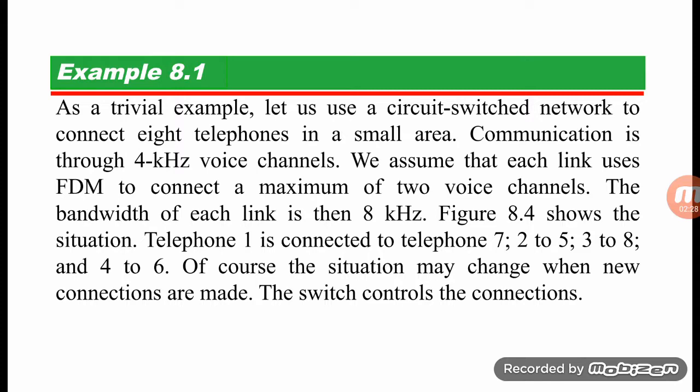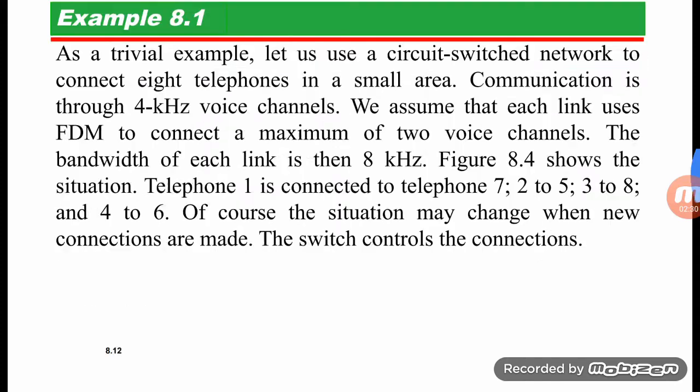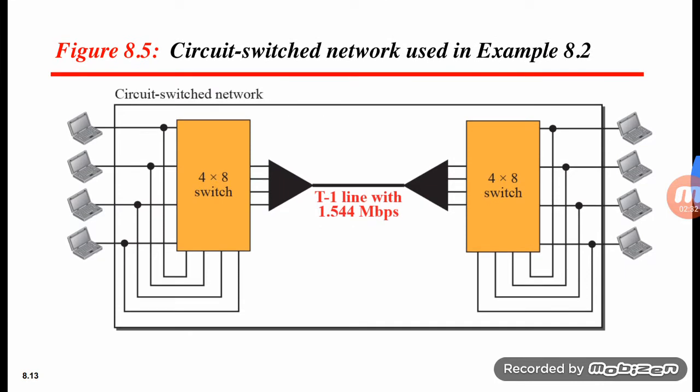Okay. This is another example. Okay, this is a standard which is known as T1 line. Its speed is 1.544 megabits per second. So these are the four devices that would like to communicate with the four devices over there. This is a switch, which is a 4x8 switch. What's the meaning of 4x8? 4 inputs and 8 outputs.